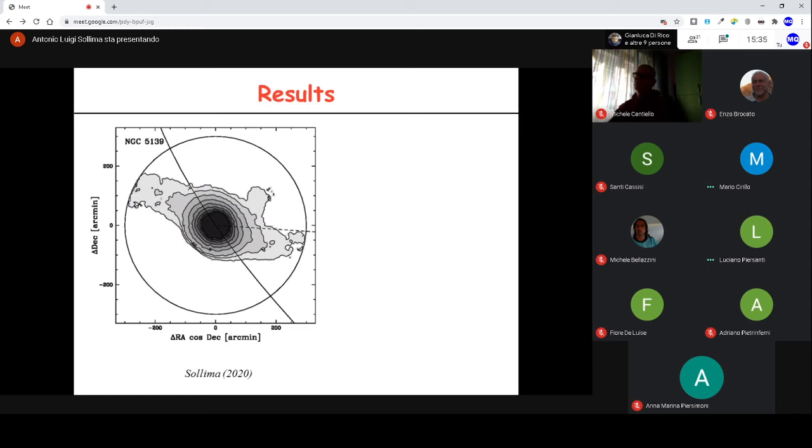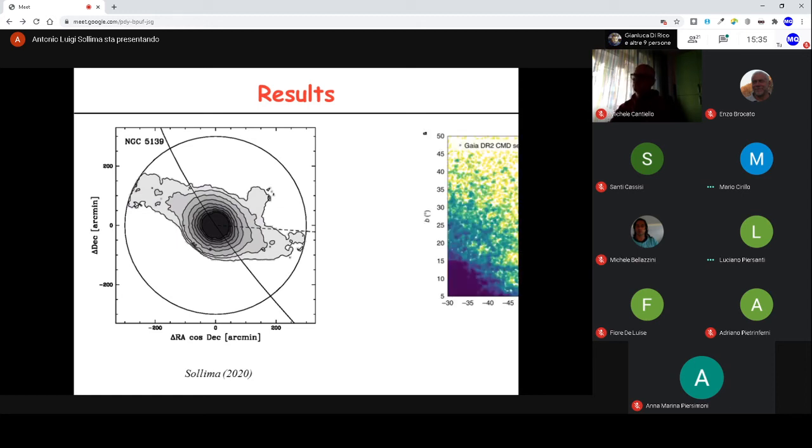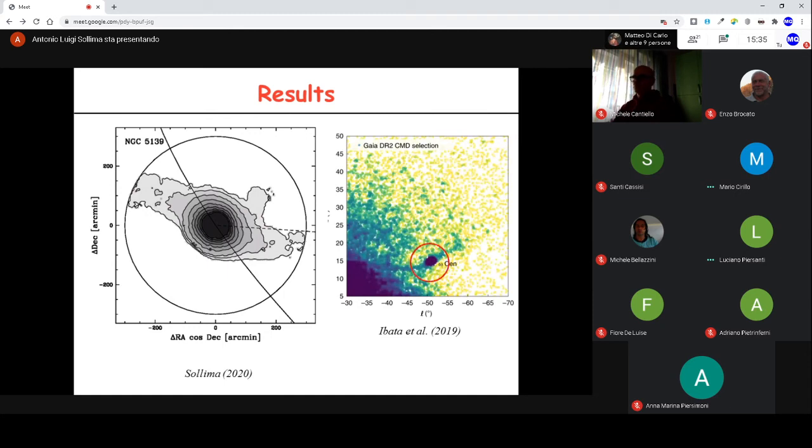And these detections agree with the ones which were shown just a few months before by Ibata et al., using the same Gaia datasets. This is the common area. You can see that there is quite good agreement, even if they analyzed a larger area. And this for omega Cen is quite important because there was a long discussion whether this cluster hosts tidal tails or not. So now we can say that yes, it hosts significant tidal tails.